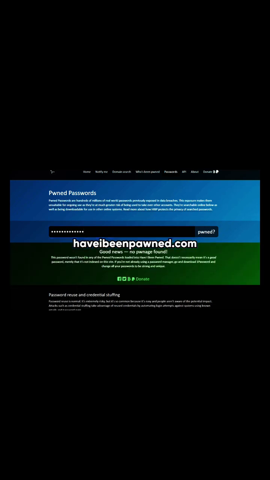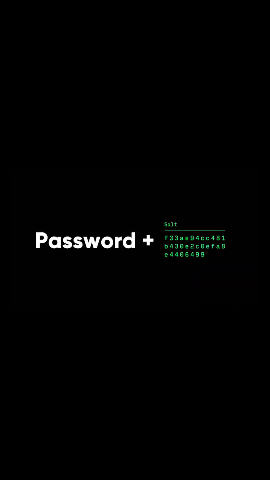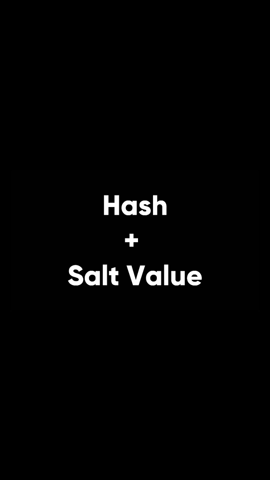A more effective way is to add salts to password hashes. A salt is an additional string added to the existing password, so the hash generated is different from the normal hash of a string. To crack a salted password, the attacker should know both the hash and salt values. This makes it harder to crack hashes using methods such as rainbow tables.